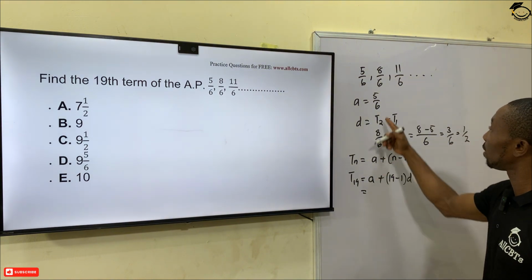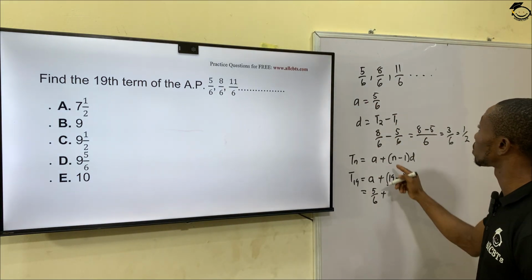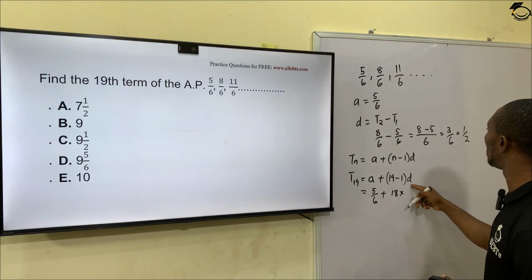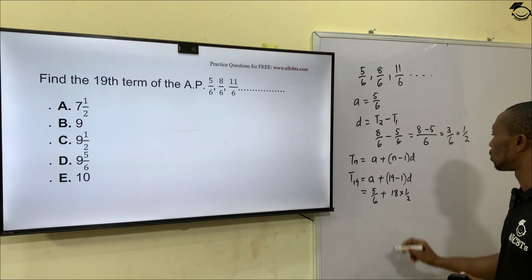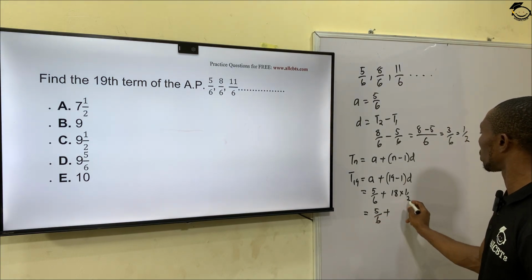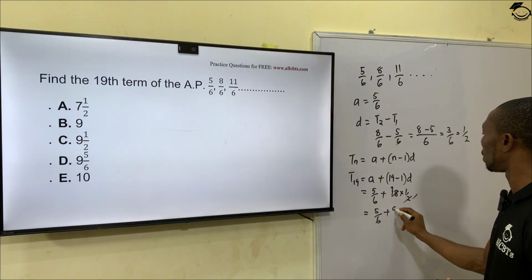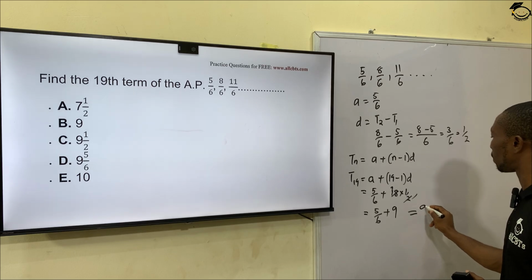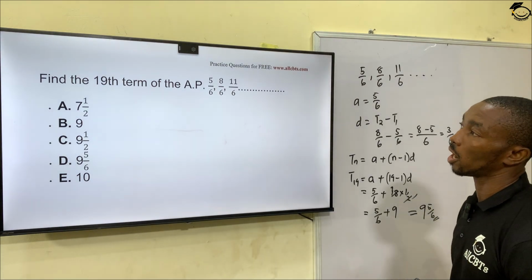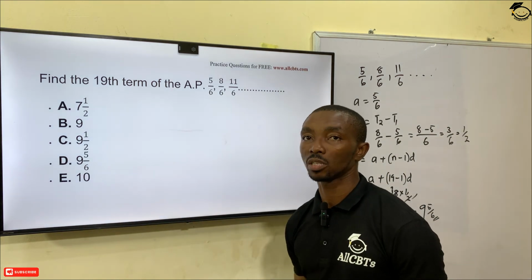Now, our A from our sequence is 5 over 6 plus 19 minus 1, which will give us 18, times our D, common difference, which is half. So this becomes 5 over 6 plus 1 here, 2 here, 1, 2 here into 18, 9. So our answer will become 9 whole number 5 over 6. So the 19th term of this sequence will be 9 whole number 5 over 6.